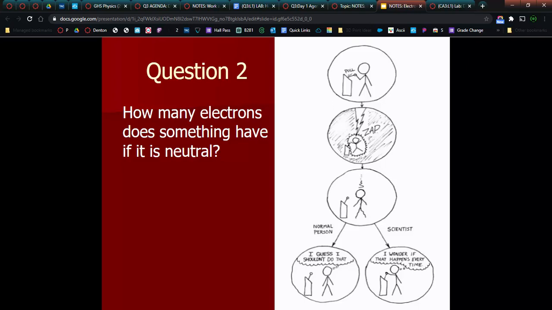So this is a comic strip from XKCD. It's a good comic strip.